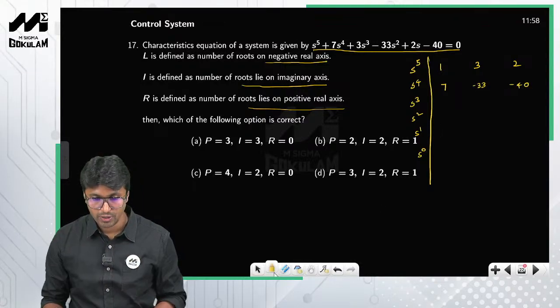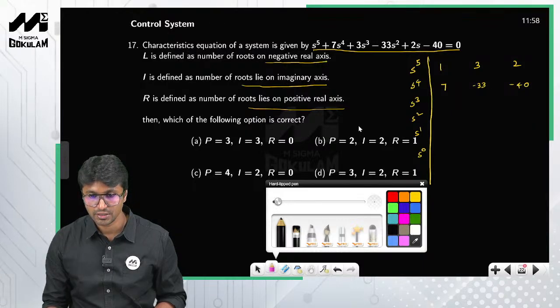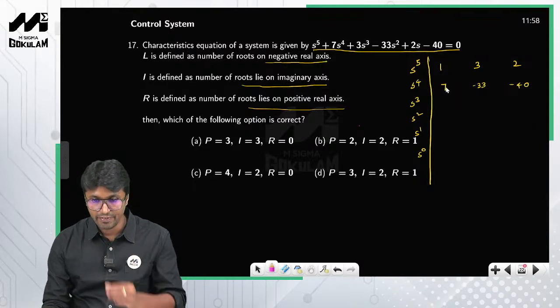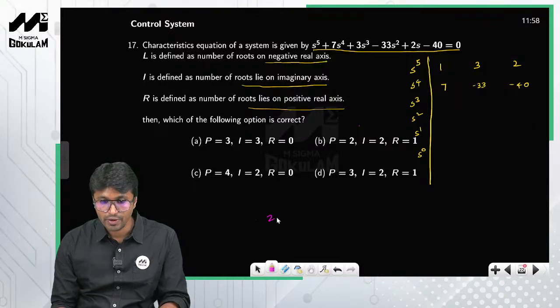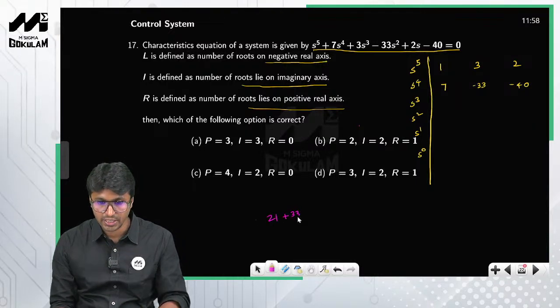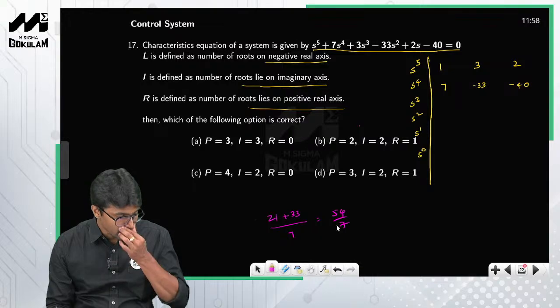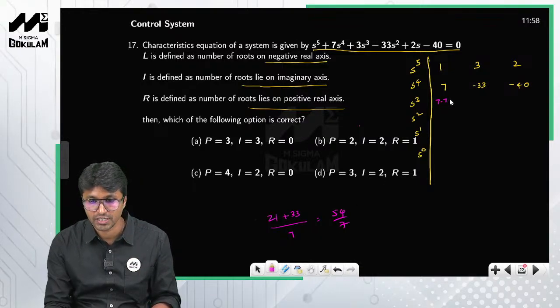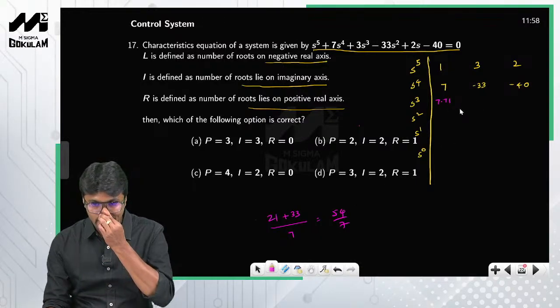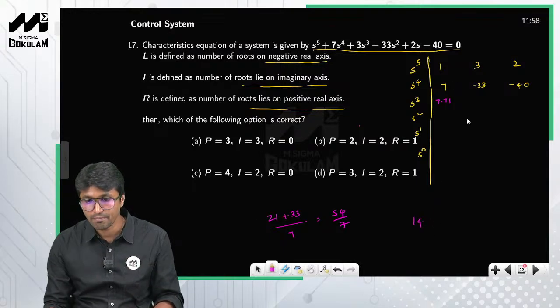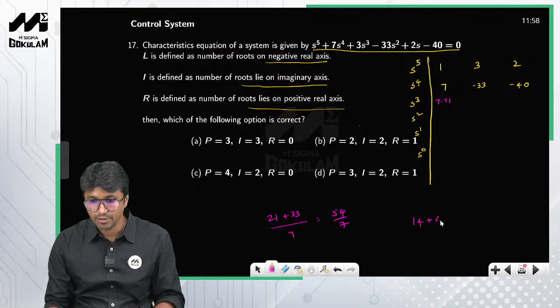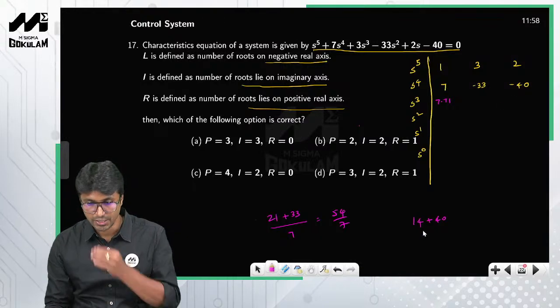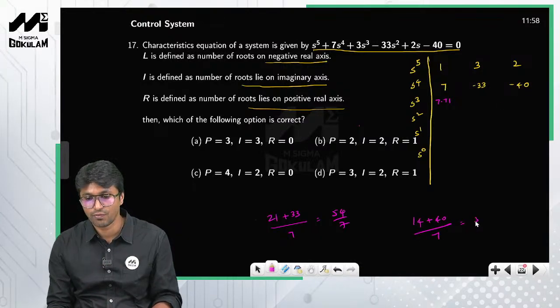So all of you please pause the video and try to enter the entries in the third row. Look at this one. 7 into 20, 7 into 3, 21, 21 plus 33, right? Because minus into minus becomes plus, so by 7. So this is nothing but 54 by 7, which comes out as 7.71. Now what will be the next entry? 7 into 2, 14, 14 minus of minus 40 becomes plus, so 54 by 7, which is 7.71.